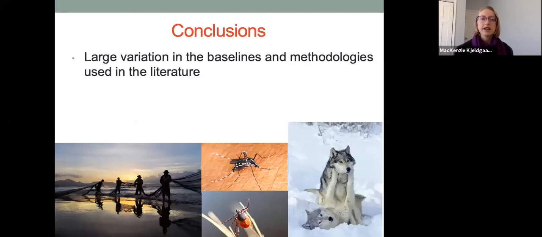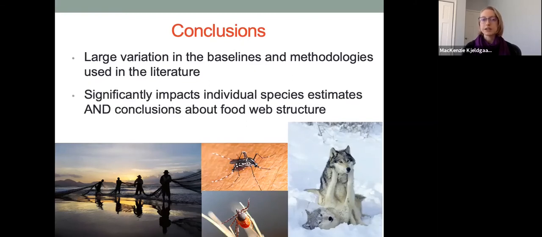So in conclusion, I found large variation in the baseline material and methodologies that are currently used in the literature. And this does have a big impact on individual species estimates, as well as conclusions about food web structure. And like I mentioned, these are currently being used to inform pretty important management decisions. So it's important that we really standardize our approach moving forward. And oftentimes studies, reviews are compiling all of these different estimates, but they're not taking into account the effect of baseline and methodology. So it's going to be important moving forward to account for that variation as well.